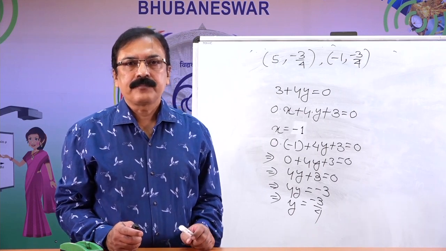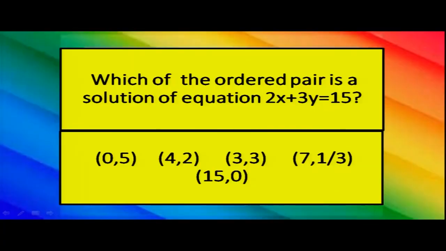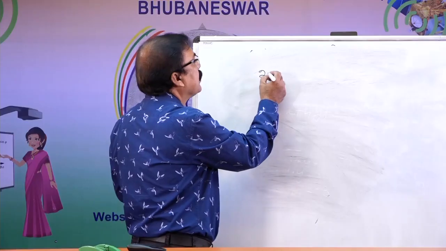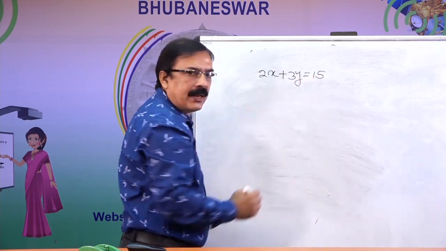Let's see another question. Which of the ordered pairs is a solution of the equation 2x plus 3y is equal to 15? If this is the question, how to start it? We have to put the values of x and y in the left side and verify whether it is true for the right side or not. First, write the equation, that is 2x plus 3y is equal to 15.